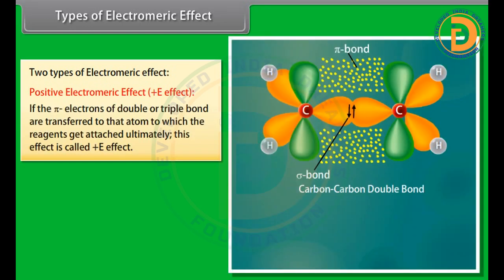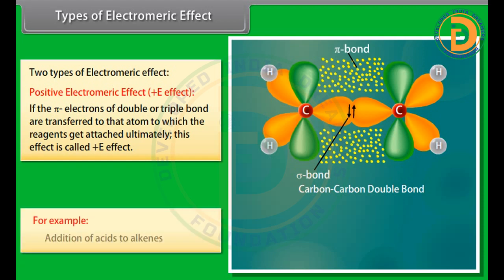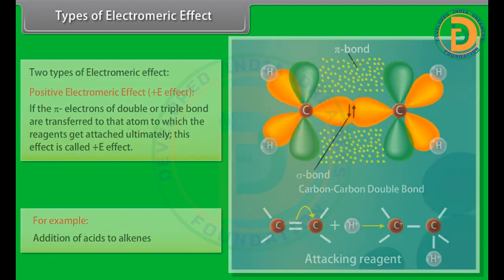Types of electromeric effect. There are two types: positive electromeric effect, positive E effect. If the pi electrons of the double or triple bond are transferred to that atom to which the reagent ultimately gets attached, this effect is called positive E effect. For example, addition of acids to alkenes.